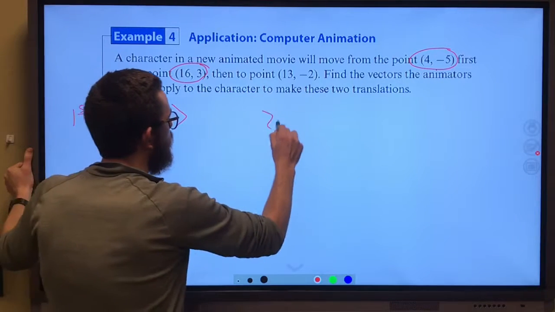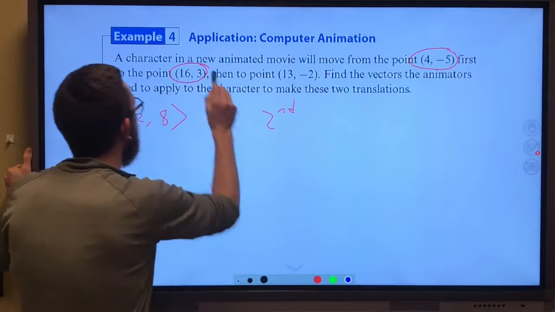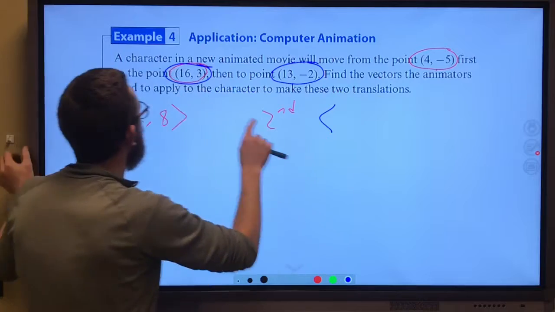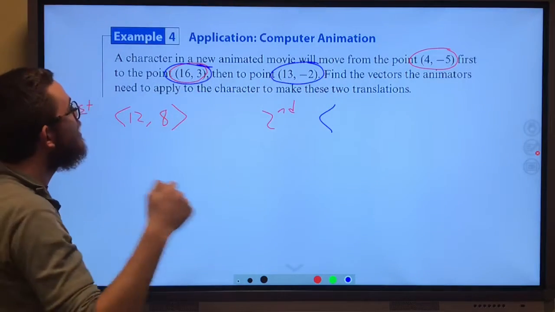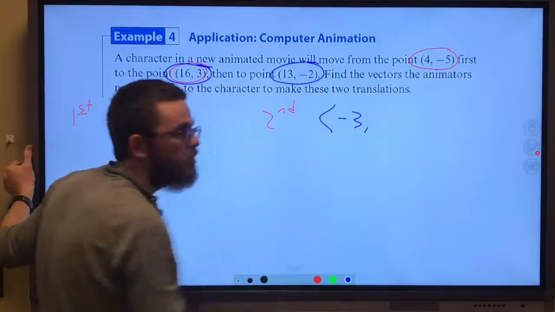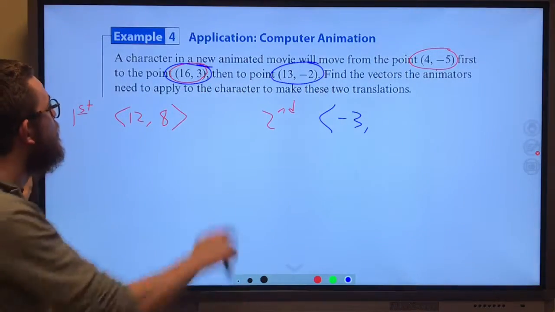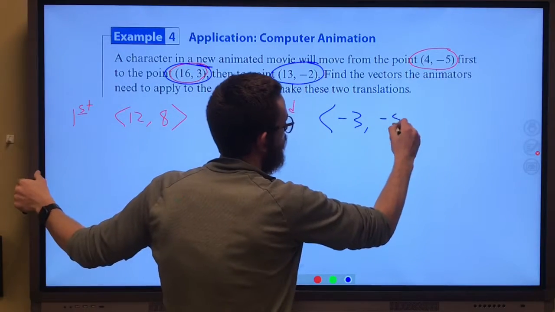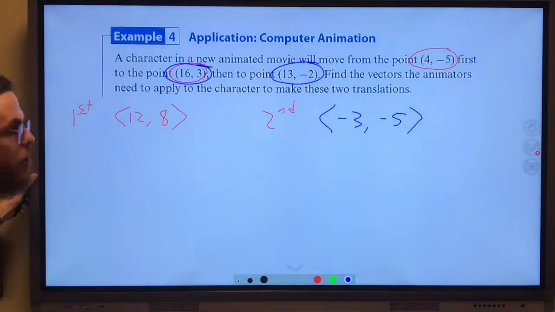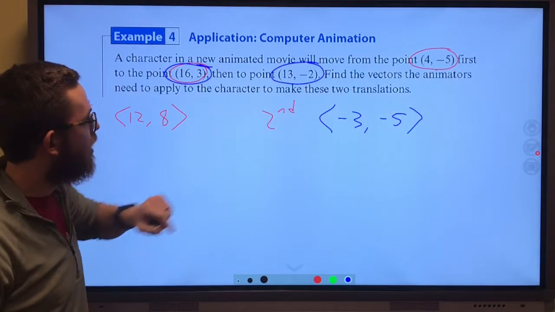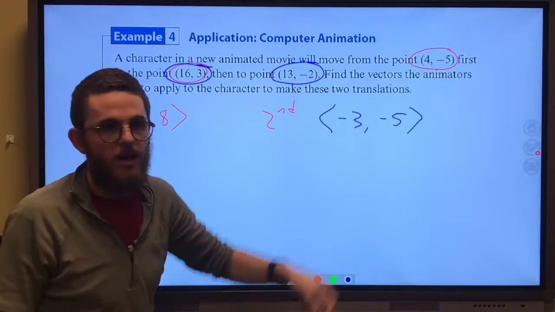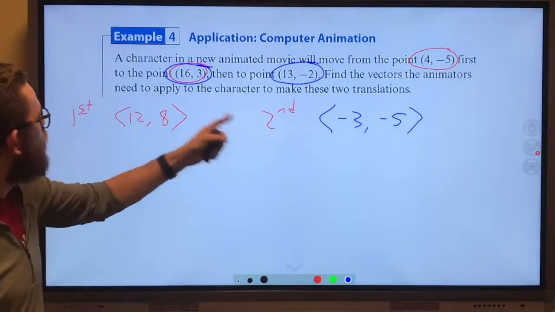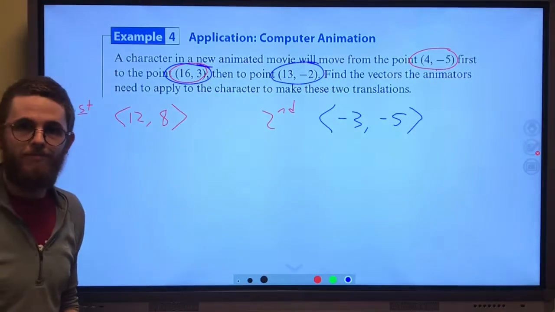And then for our second vector, we need to go from 16, 3 to 13, -2. Well, from 16 to 13, the x decreased by 3, so that's going to be a -3. And then from 3 to -2, the y decreased by 5, so we have a -5 right there. That would be our translation vector from the second point to the third point. Great.